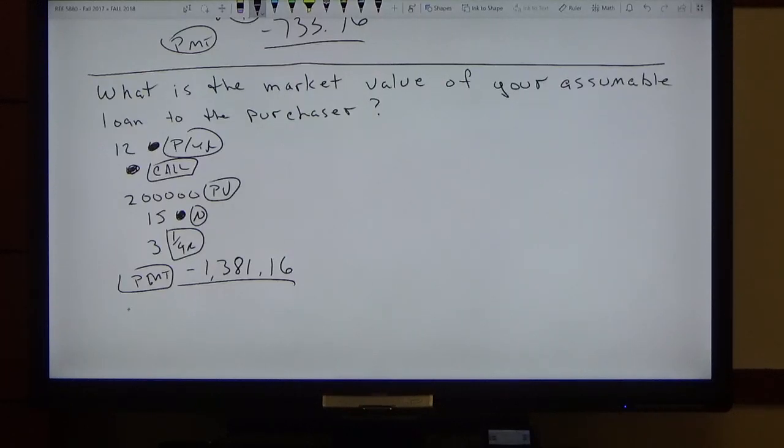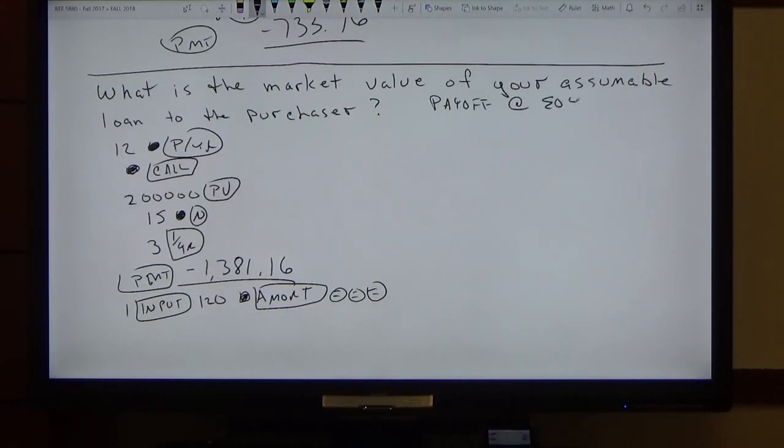To do that, input 1, then 120, which is 10 years times 12 months, 120 months. Shift, amortize, equals. So we're making the assumption, I'm just going to put here, payoff at end of year 10. Okay, now let's go ahead and calculate that.